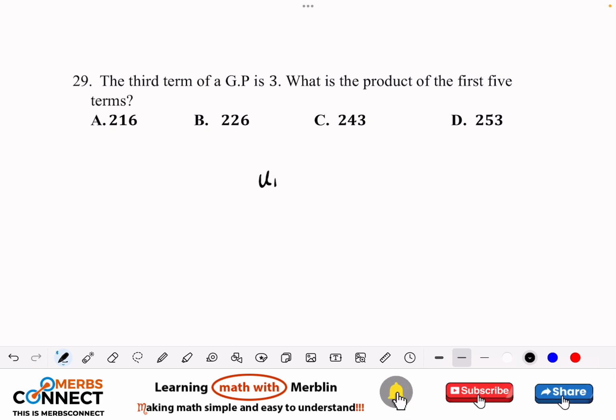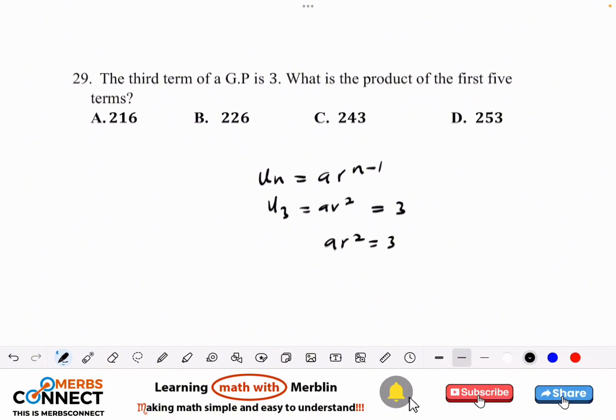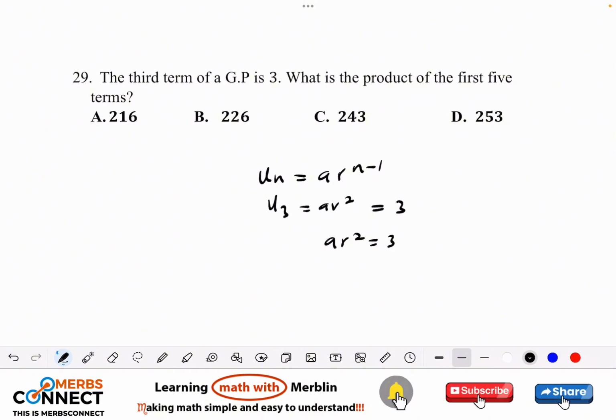We know that the nth term of a GP is this. So they've given us the third term, which is equal to this squared. So we are saying that this is equal to 3. So ar squared is equal to 3. But the question is, we want to look at the first 5 terms. So what will be the first 5 terms?